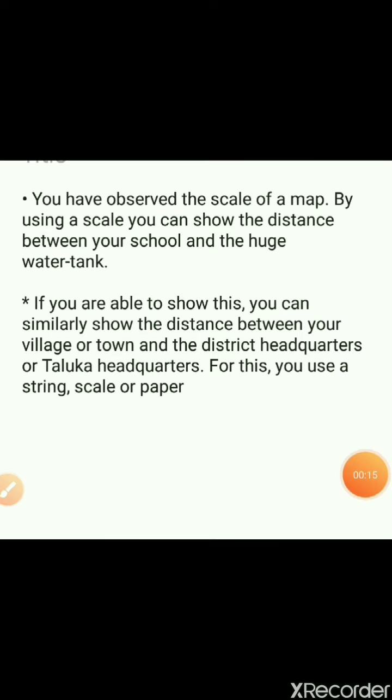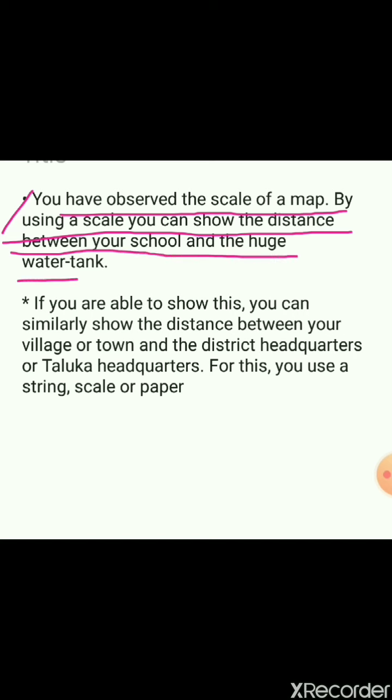Okay students, we have seen in part 1 and part 2 about maps, and a map has three components, that is scale, conventional sign and direction. In part 2, it was explained to you with pictures what conventional signs are, how direction can be seen, and even how the scale can be seen. Okay, so we'll see today's topic. You have observed the scale of a map. By using a scale, you show the distance between your school and the huge water tank.